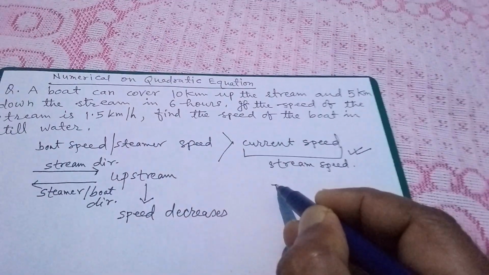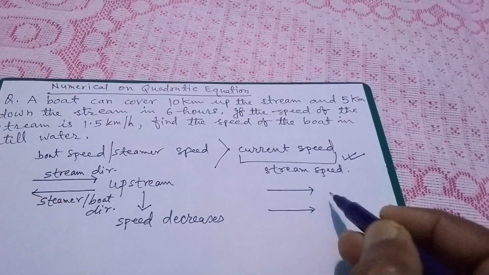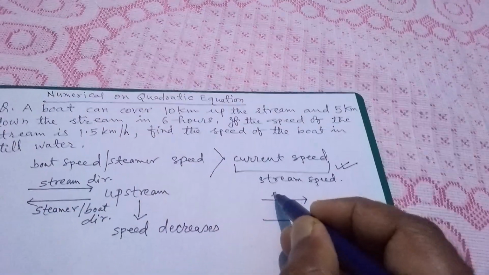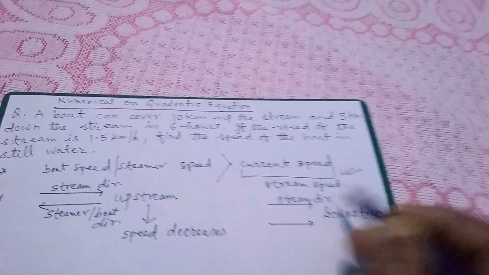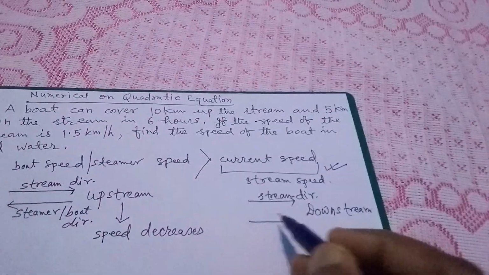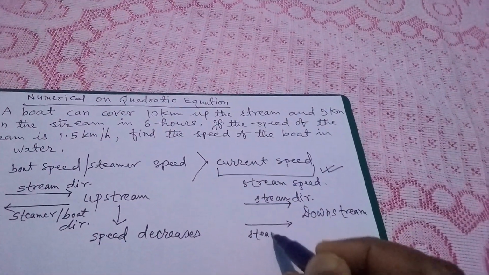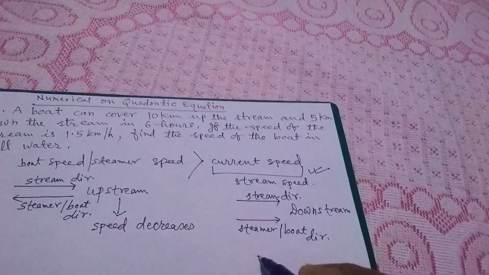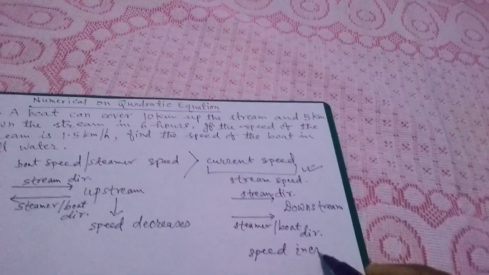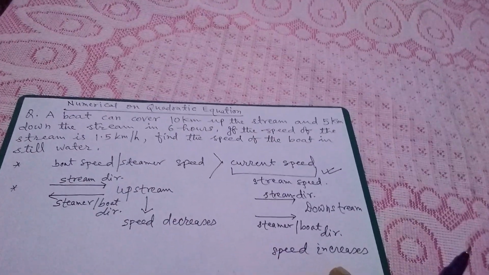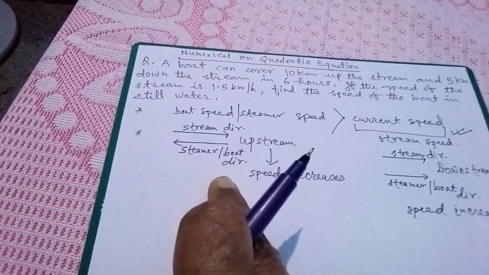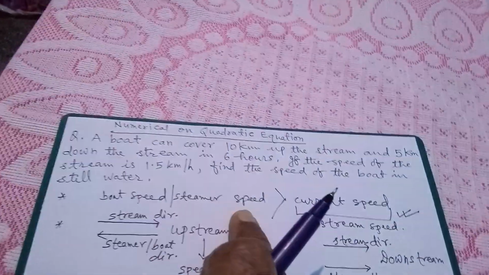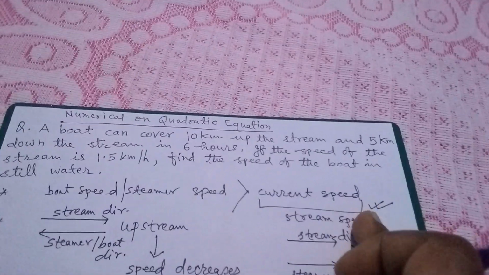And now, another thing that you have to know. This is downstream. That means both are in the same direction. This is the stream direction, which is fixed. Stream direction you cannot change, but steamer or boat direction we can change. In this case, the steamer or boat's speed increases. In the other case, the steamer or boat speed decreases. And that's why steamer speed or boat speed is always greater than current speed or stream speed.